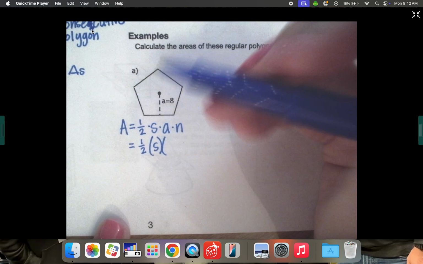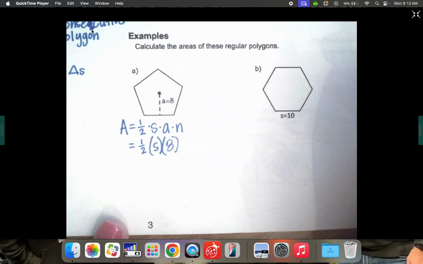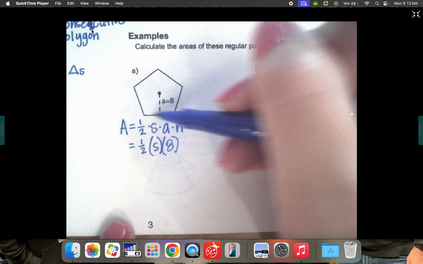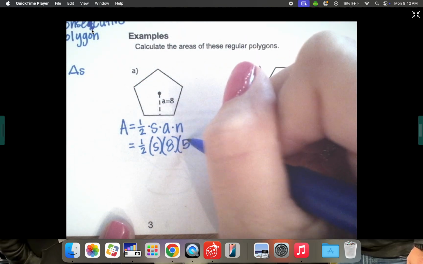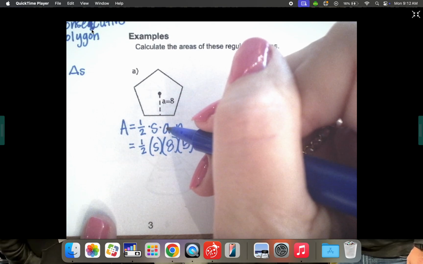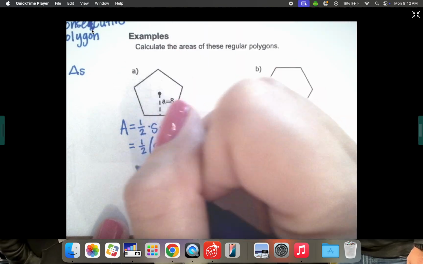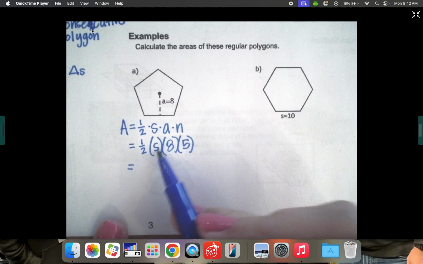A is the apothem length. We do have that. That is 8. And the number of sides we also have: 1, 2, 3, 4, 5. This is a pentagon, so this is 5. I'm just realizing my S's and my 5s look a little bit alike. Sorry about that. Okay, so here is what you would do. Oh, and that's to equal A. We need to know the side length.